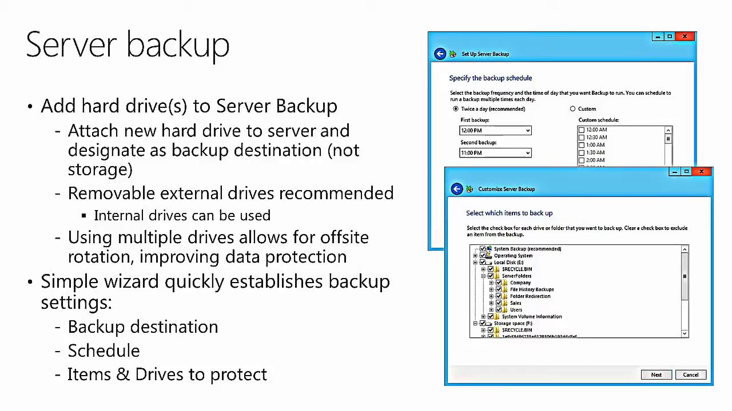So these can be internal drives, but we recommend that they be external drives that you can remove, like USB type drives. And really the idea is that you would have multiple drives designated as backup destinations so that you can rotate them and take them off site, and this just gives you additional layers of data protection, especially if you move them off site. In small environments, administrators can just take them home. In slightly larger environments, maybe you have a safety deposit box at a nearby bank or something like this.